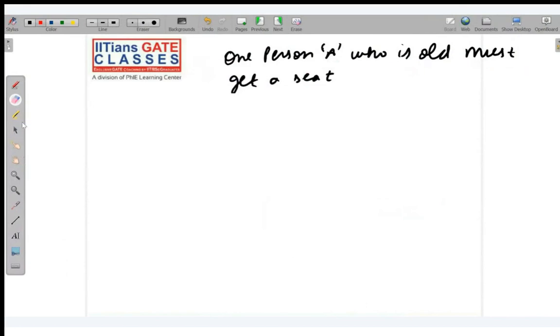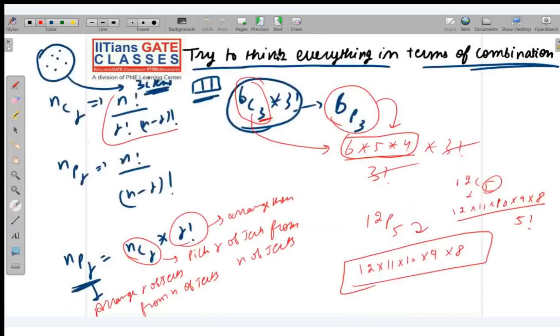Yes, so now I was just saying that after all, why we are thinking in terms of combination. I have told you all these kinds of things. So why these things? Let me show you.